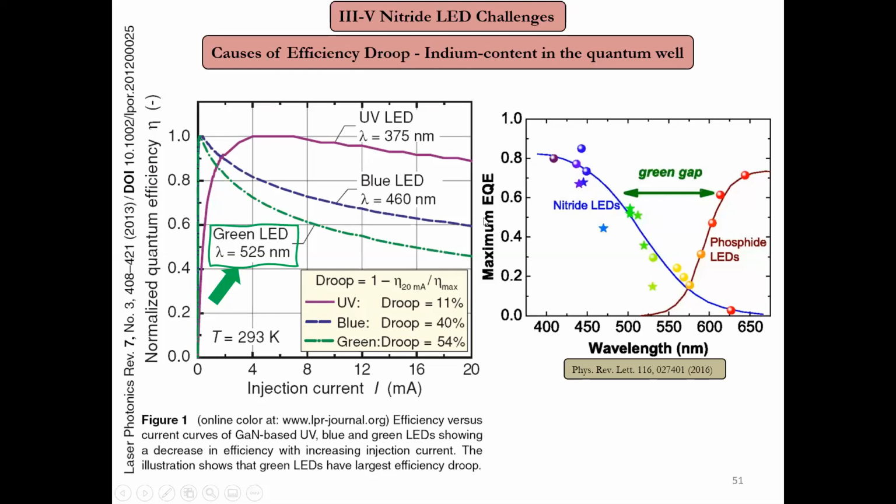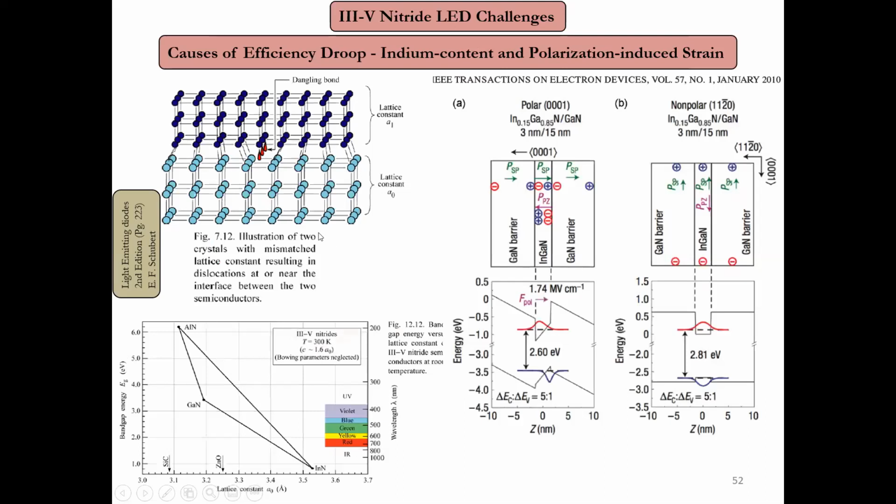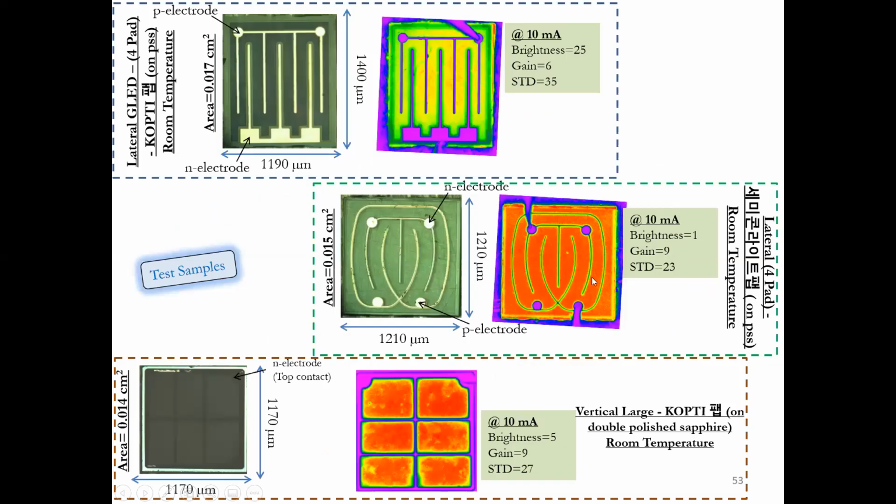These are some issues related to gallium nitride. If asked, I will discuss why this mismatch happens and why this leads to different efficiency issues.